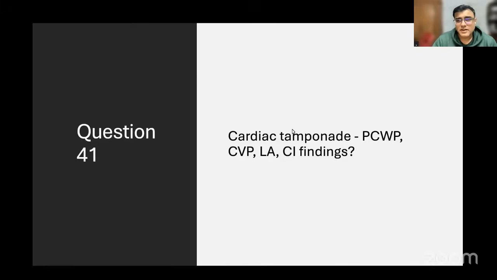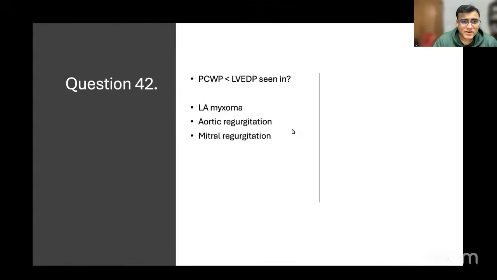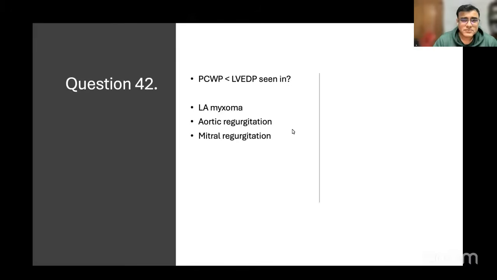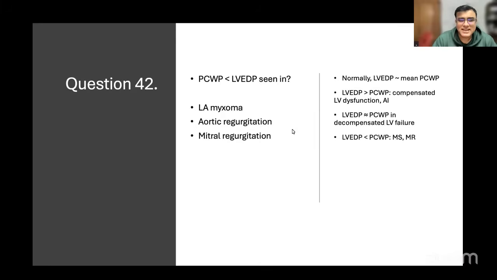Cardiac tamponade, a similar kind of picture, was also given. I don't know what options were given, so it will be based on that. Pulmonary capillary wedge pressure less than LV end diastolic pressure, seen in LA myxoma, aortic regurgitation, or mitral regurgitation. These three were the options they had given. Normally pulmonary capillary wedge pressure and LV end diastolic pressure are pretty equal.